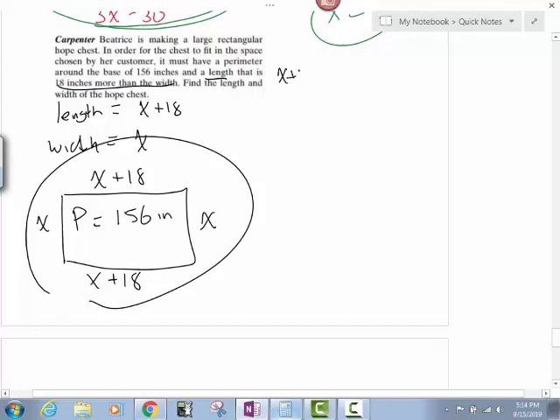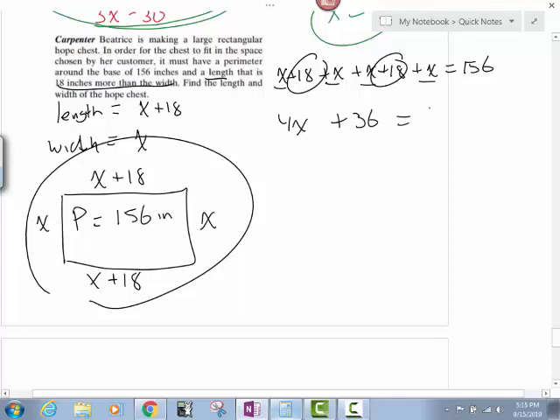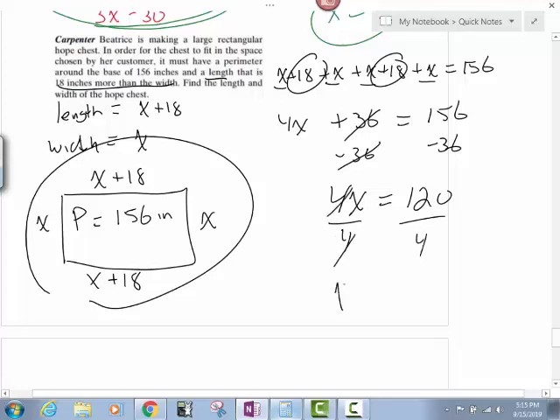So I'm going to write x plus 18 plus x plus x plus 18 plus another x has to add up to 156. So let's add up all of our x's. 1, 2, 3, 4. That's 4x. 18 and another 18 is a 36, equals 156. Now we can go ahead and subtract 36 from both sides. 4x equals 120. Then we can divide both sides by the number 4. And x is going to be equal to 30.